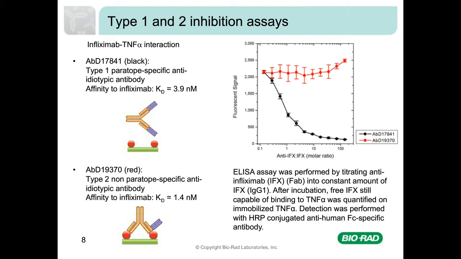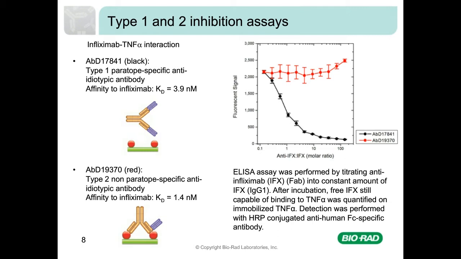Antibody ABD 17841, shown in black, is a type 1 antibody. It inhibits the binding of infliximab to TNF-alpha. So at high Fab concentration, infliximab binding sites are covered with Fab, and it cannot bind to coated TNF-alpha anymore. ABD 19370, on the other hand, shown in red, which has a similar affinity, does not inhibit binding of TNF-alpha to infliximab and is therefore a type 2 antibody capable of detecting total drug.